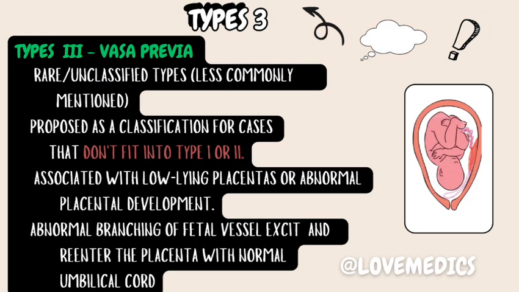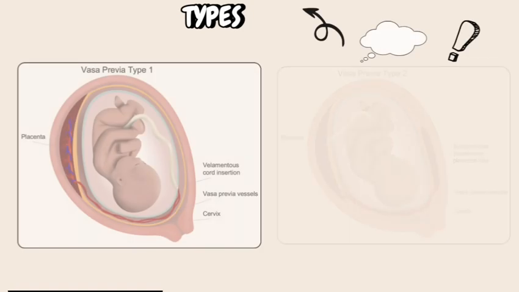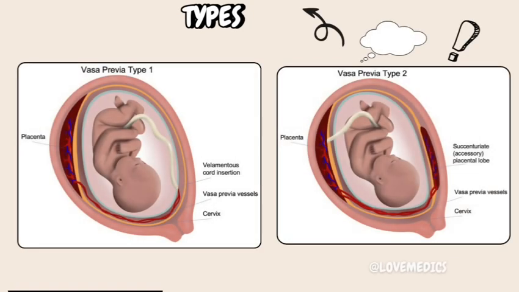Type 3 Vasa previa is a rare and unclassified type. It is less commonly mentioned and it is proposed as a classification for cases that do not fit in type 1 and type 2. What is type 1? That is insertion abnormality. The fetal vessel leaves the umbilical cord early and reaches the placenta, and the unprotected fetal vessel crosses the internal os. That is type 1.